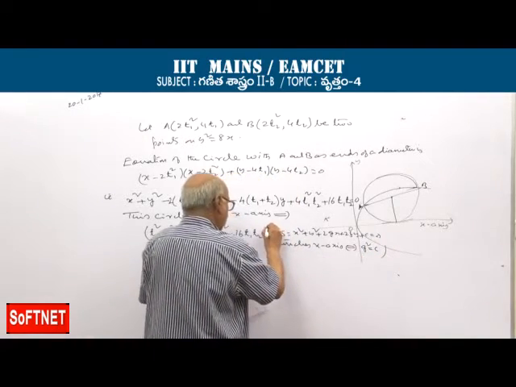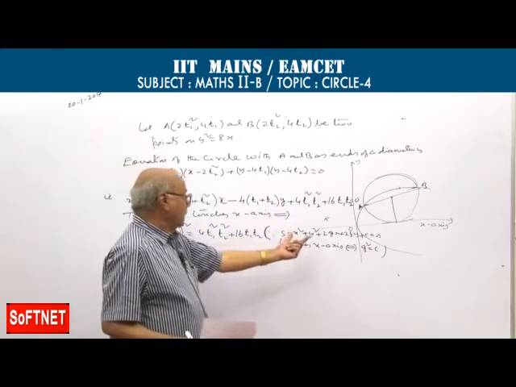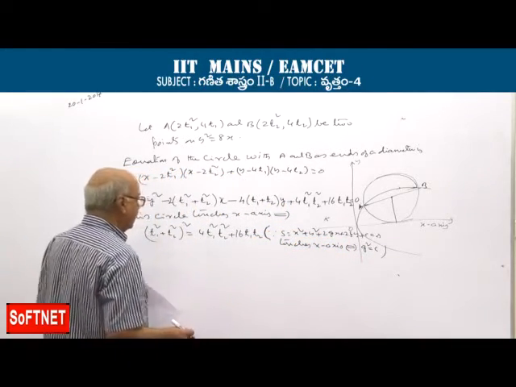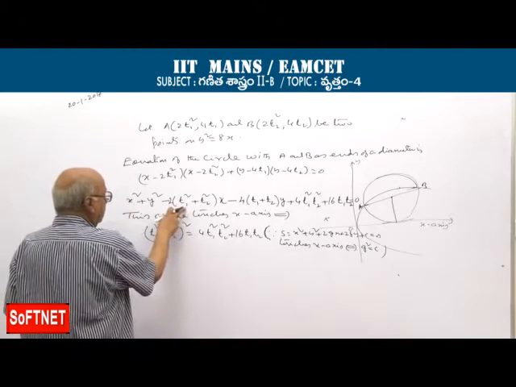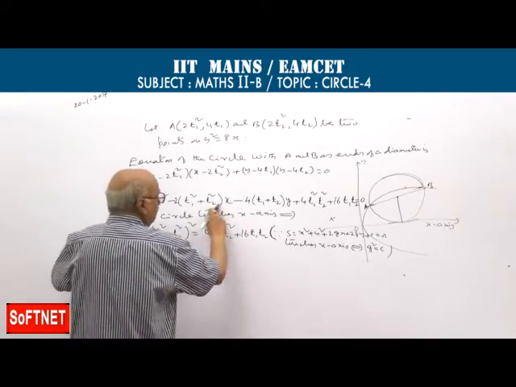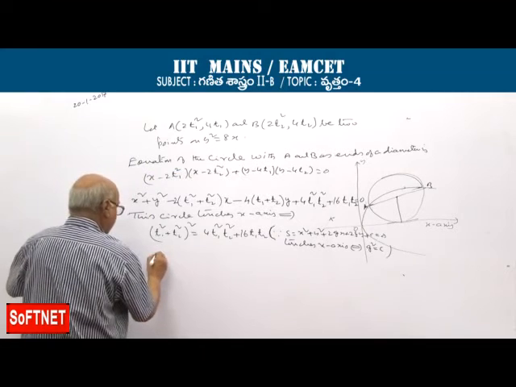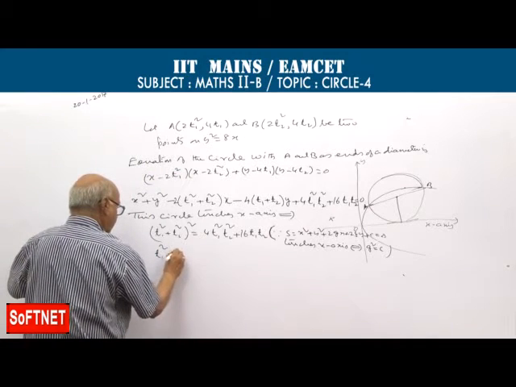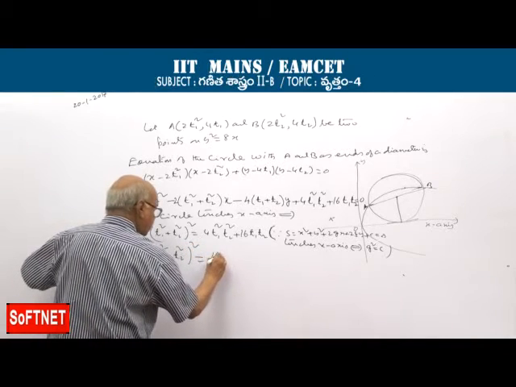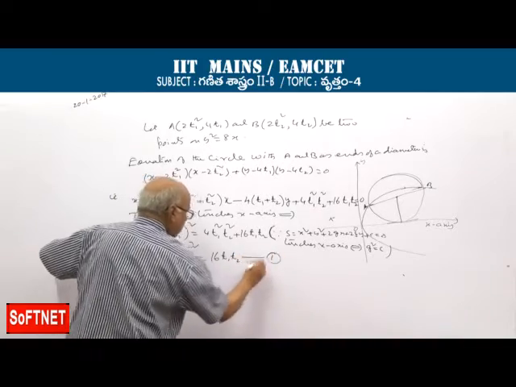So that is the condition we know. The circle touches the x-axis if and only if g square is equal to c. So here g means minus of (t1 plus t2 square), and c means this constant term. So this shows that (t1 square minus t2 square) whole square is equal to 16 t1 t2. Give this a reference number 1.